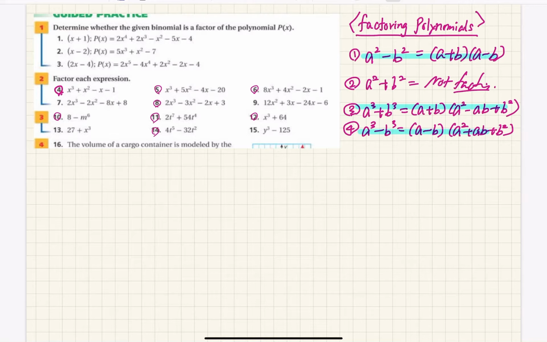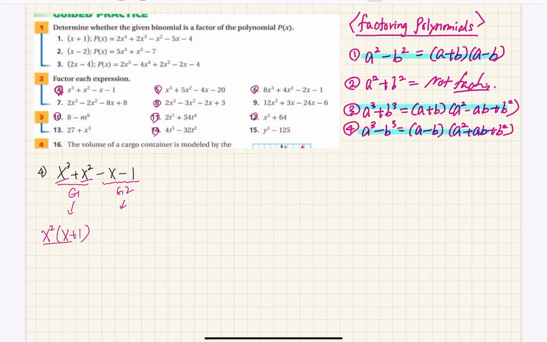Number four, x cubed plus x squared minus x minus 1. If there are four terms of a polynomial, you better try grouping first. So by combining the first two terms, you can make the first group, and by combining the second two terms, you can make group 2. And then factor each group. For the first group, I'm going to take out x squared because these two terms have x squared as a common factor. So x squared out, and then you put the remaining terms, x plus 1.